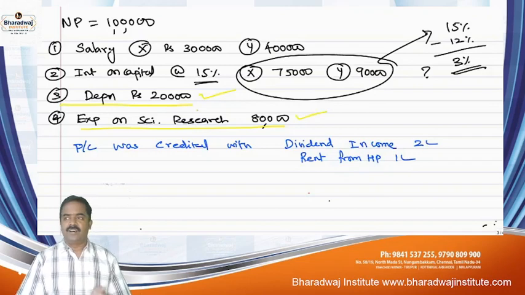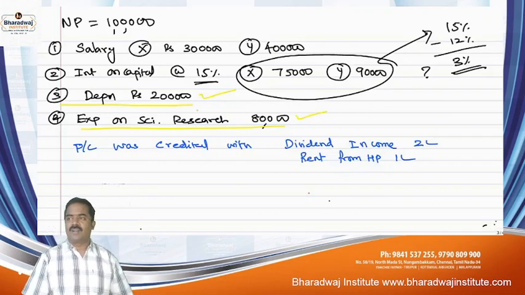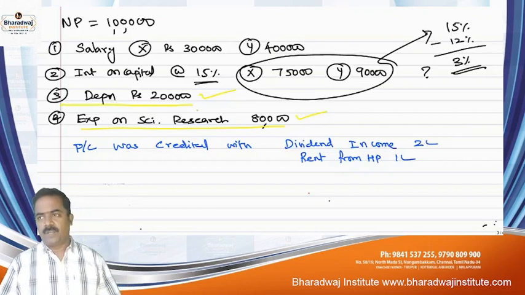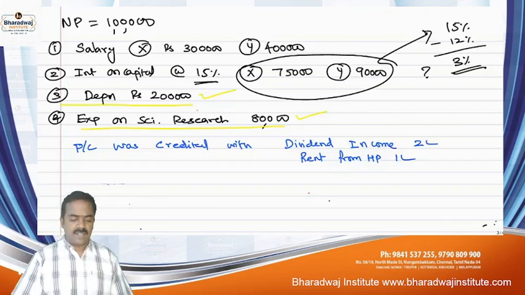There are two types only: in-house research and contribution to outside agencies. Both are allowed. How much is allowed? 100% is allowed. Depreciation and expense on scientific research is allowed.